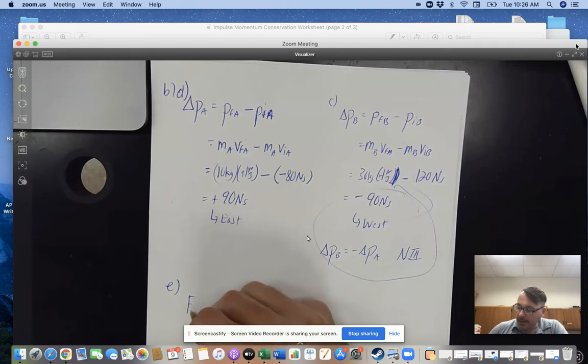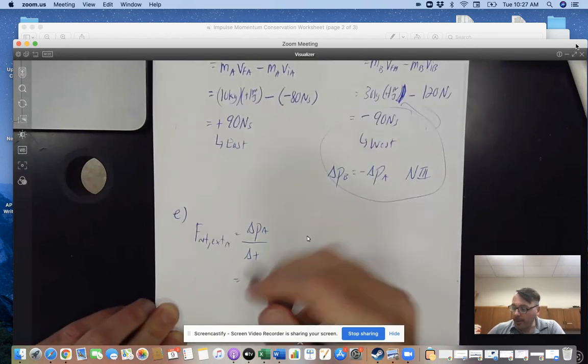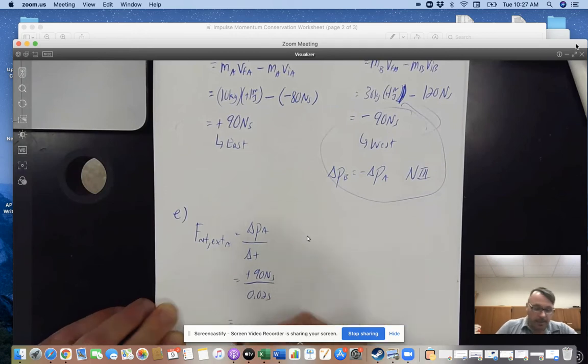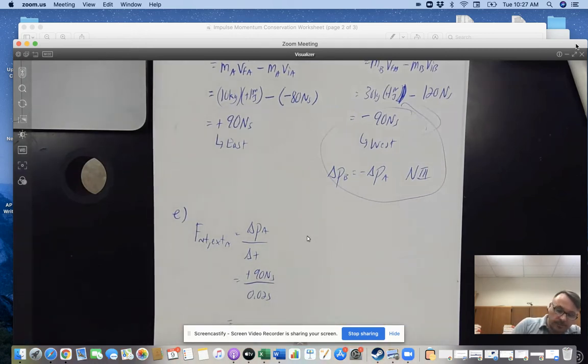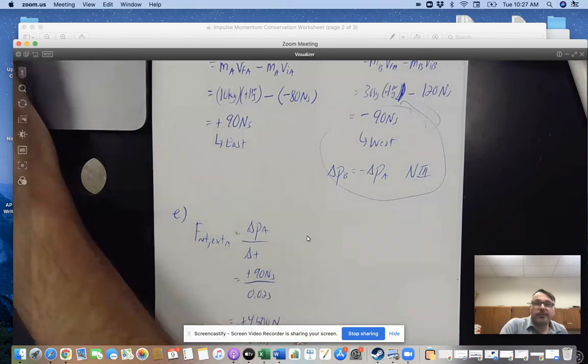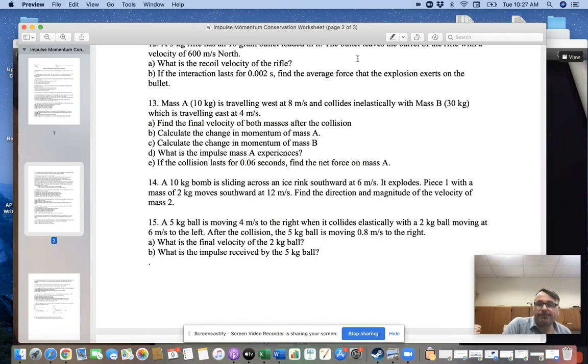So the net external force on A is going to be delta PA over delta T. That's just grabbing my numbers: plus 90 Newton seconds divided by 0.02 seconds, and then throwing in my calculator. That gives me positive 4500 newtons, and that is, of course, east. So all of that makes sense, hopefully. Oh, 0.06, not 0.02, making this 1500 newtons, excuse me, east.